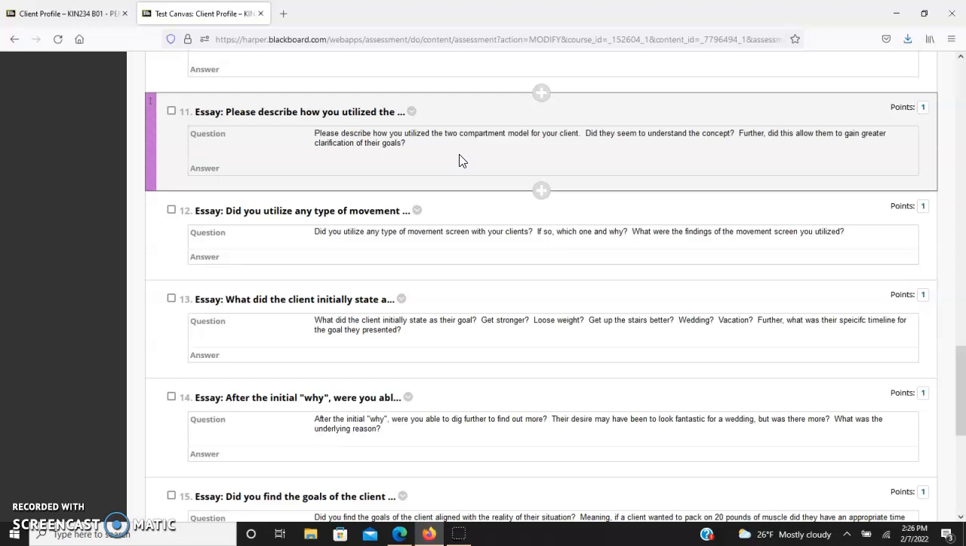Is using a movement screen, FMS, for example? If you did, why did you choose that one? And what were your findings? Did they get a 21 or did they get a 3? And from there, how would you utilize that going forward?